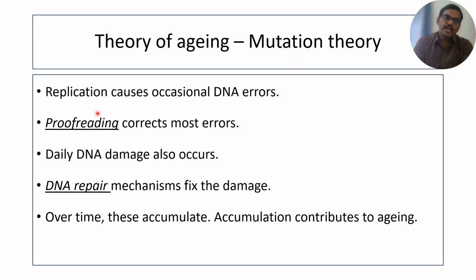So in this theory, following replication, there will be some error in the newly produced double-stranded DNA, which is corrected by proofreading. And also every day and over a period of time, there will be minimal damage to the DNA due to environmental factors, which is corrected by DNA repair. Even though our system repairs this damage, it is not 100% perfect. So there will be minimal damage, and this minimal damage gets accumulated over a period of time, which is going to damage your cell and result in aging. This is called the mutation theory of aging.